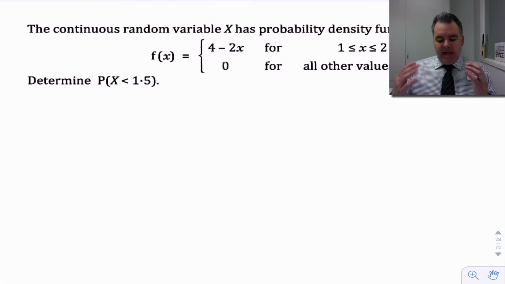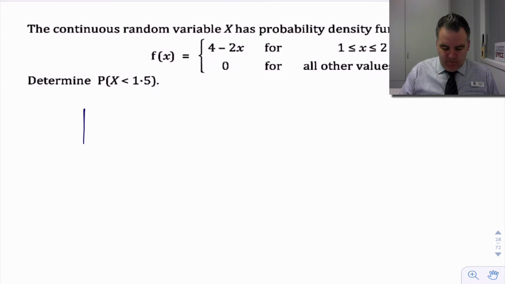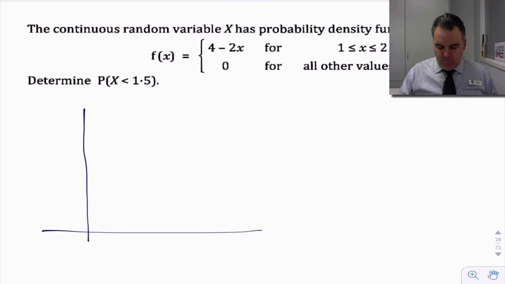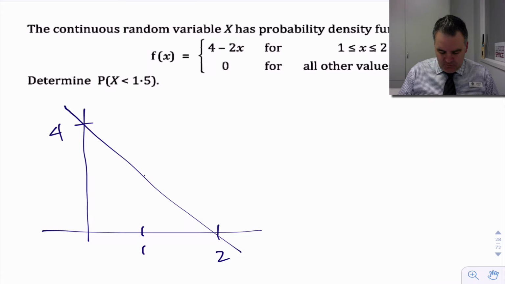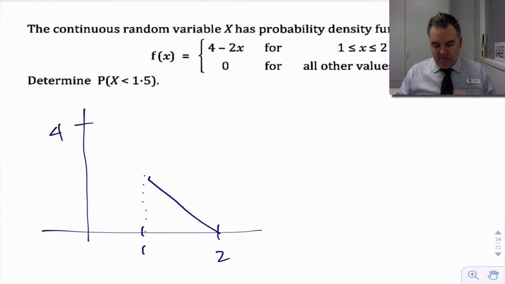In this question, again, it's a non-uniform probability density function. So I reckon drawing it is really the best way to go here. So 4 minus 2x, it's got a y-intercept of 4, a gradient of -2. So this is going to be 2 here, that's going to be 4 there. And this function is only defined between 1 and 2. So really it's only that part there. If I get rid of everything else, it's just that little part there.